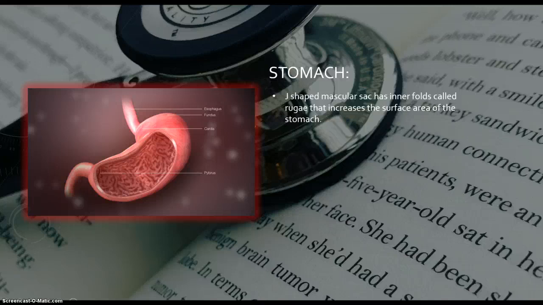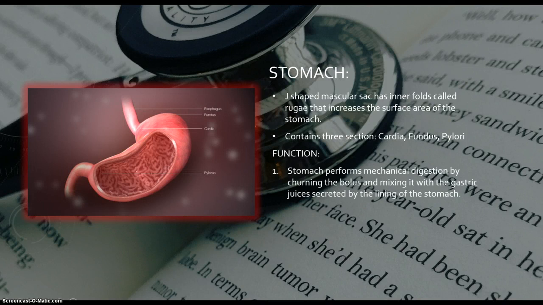Why does it contain the inner folds? These inner folds increase the surface area of the stomach. You have to keep this one in your mind. Whenever we see folds, these folds nothing but help in increasing the surface area of the particular organ. It contains three different sections, that is cardia, fundus and pylorus. Cardia is the section which is present near to the heart. Fundus is the midsection and pylorus is the end section of the stomach.